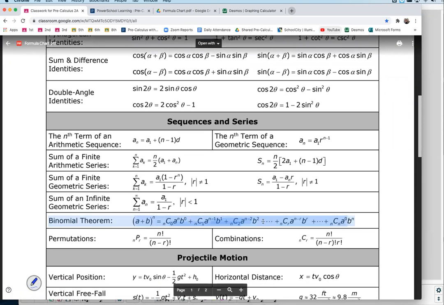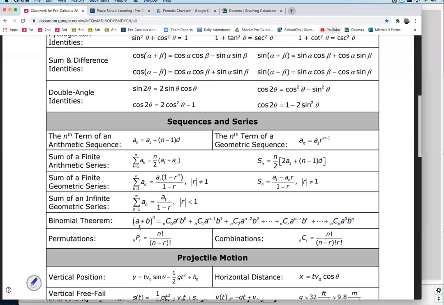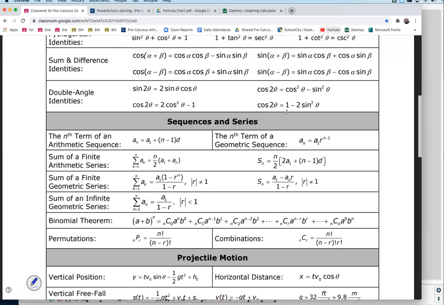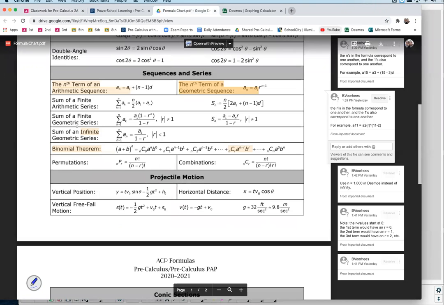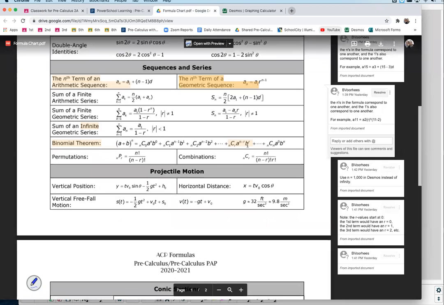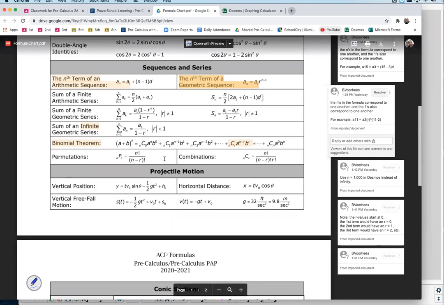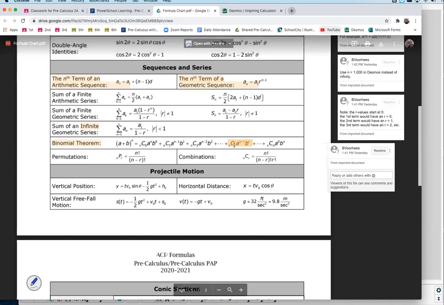Binomial theorem, you have this real long thing written out. This is what we've been working on. The shortcut for using the calculator, if you want to find just one term, is this portion right there. And so on the other formula chart that I showed you that I have listed on Power School Learning, if you zoom in, that's highlighted. So I highlighted binomial theorem and I only highlighted this portion: NCR, a to the n minus r, b to the r.